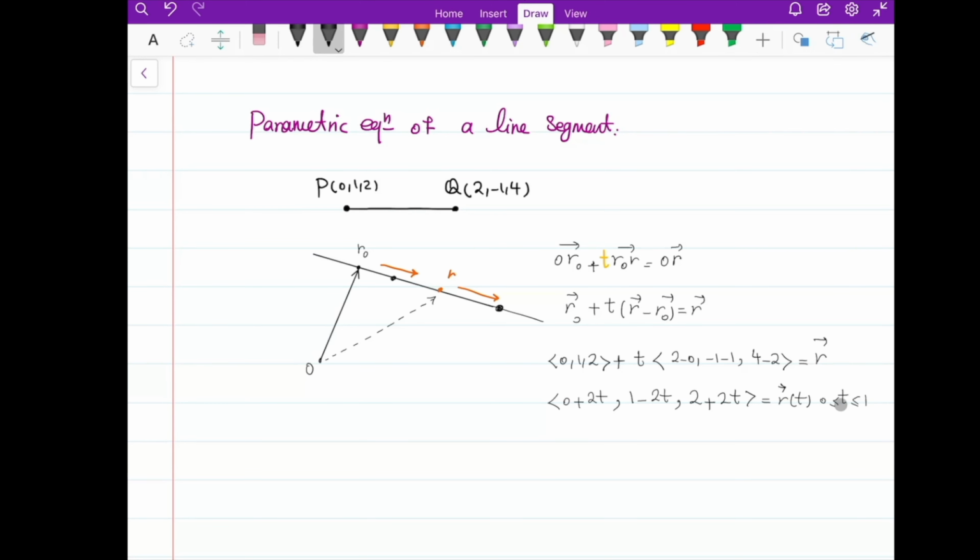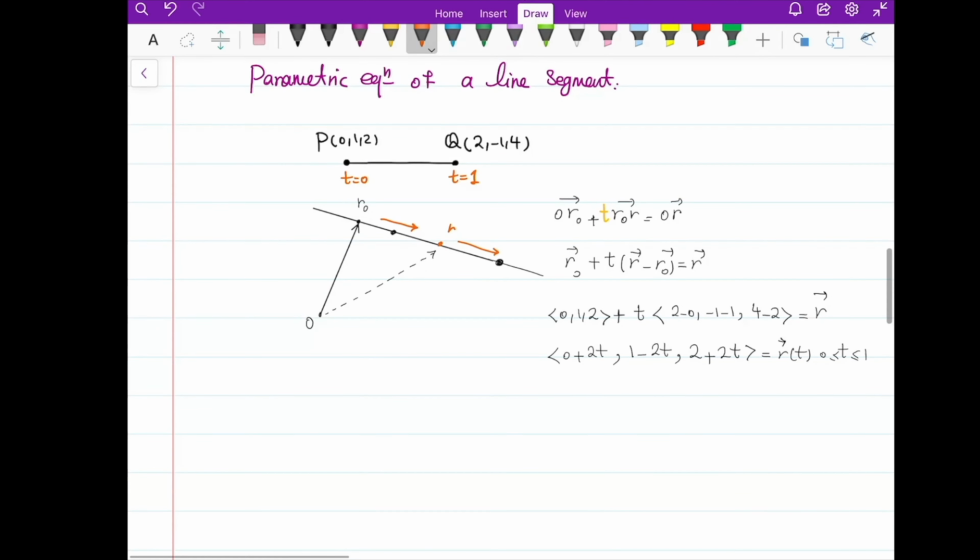Why? Just plug in 0 for t. If I plug in 0, I get 0, 1, 2, which is the beginning point. So at t equals 0, I'm here. If I plug in 1, I get 0 plus 2, which is 2, and then 1 minus 2, which is -1, and then 2 plus 2, which is 4. So at t equals 1, I'm here. So to get the whole line segment, all I need to do is put the parameter t from 0 to 1. That's why this is the parametrization.